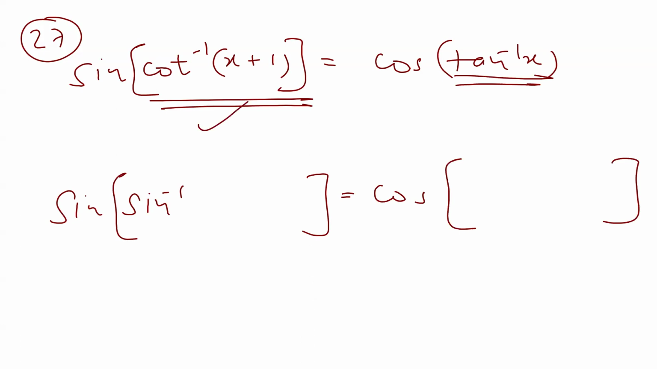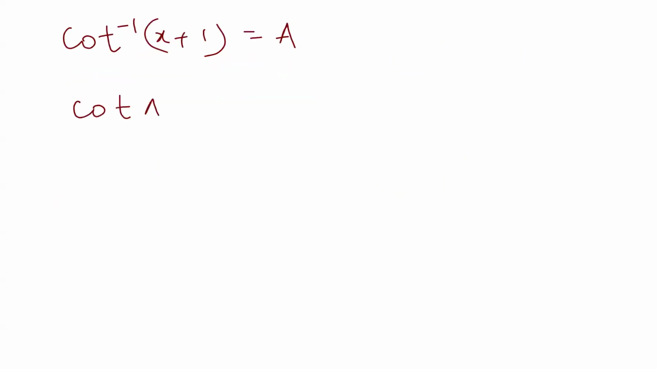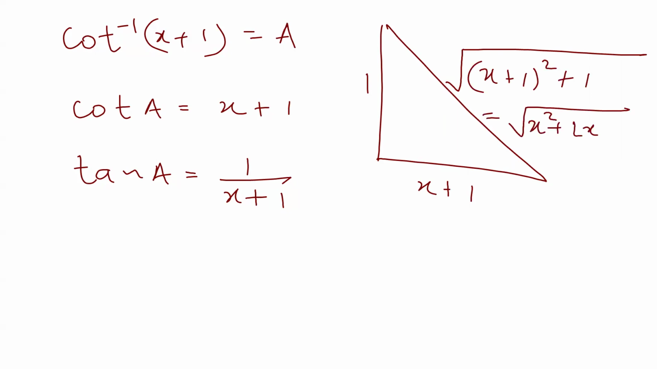So first, let us take this cot inverse of x plus 1. Let it be A. We are converting this into sine inverse because outside there is sine. So let this be A. So cot A is equal to x plus 1. Tan A will be the reciprocal of x plus 1, which is 1 upon x plus 1. This is the triangle. This is 1, this is x plus 1. So by Pythagoras theorem, the hypotenuse will be x plus 1 the whole square plus 1, which is equal to x square plus 2x plus 2.